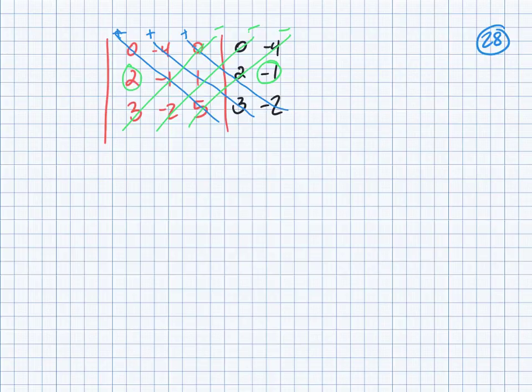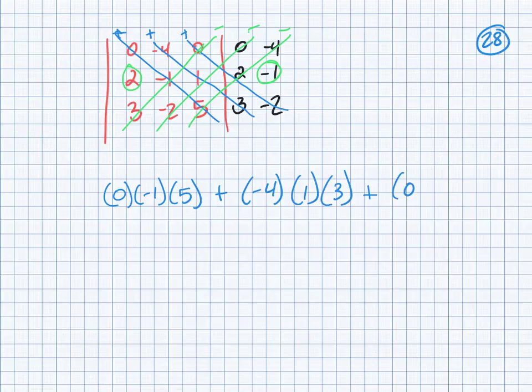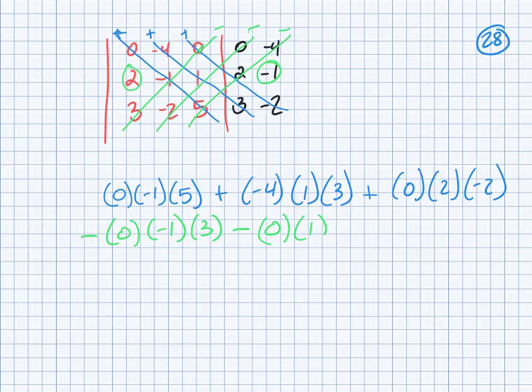So now I'm going to set it up, see if you figure out what I'm doing. It's going to be 0, the first one. The first one is 0 times negative 1 times 5 plus negative 4 times 1 times 3 plus 0 times 2 times negative 2. And I'm going to change to minus, and it's 0, negative 1, 3, minus 0, 1, negative 2, minus negative 4, 2, and 5.